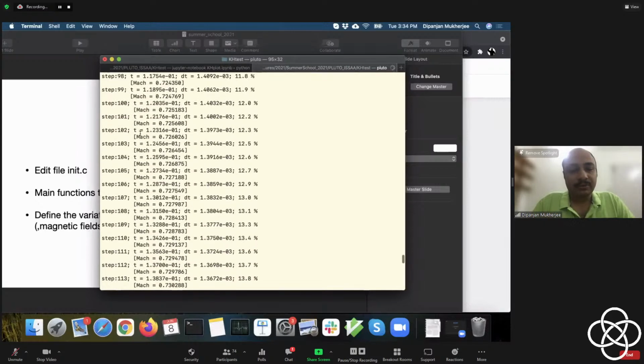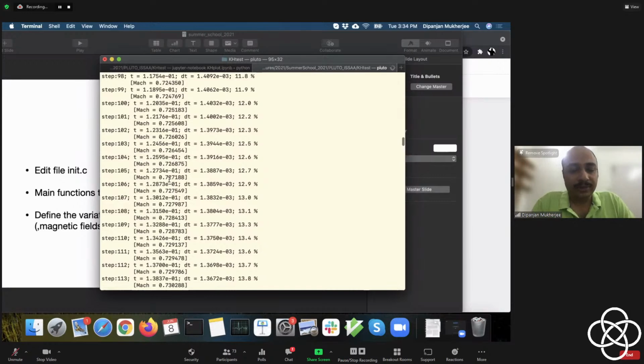So I'll just give you a brief description of what these numbers mean. The first is the step number. This is the time. This is the DT at that particular step. This gives you the percentage completion. And this is the Mach number. So the Mach number gives you the highest Mach speed in the entire domain.